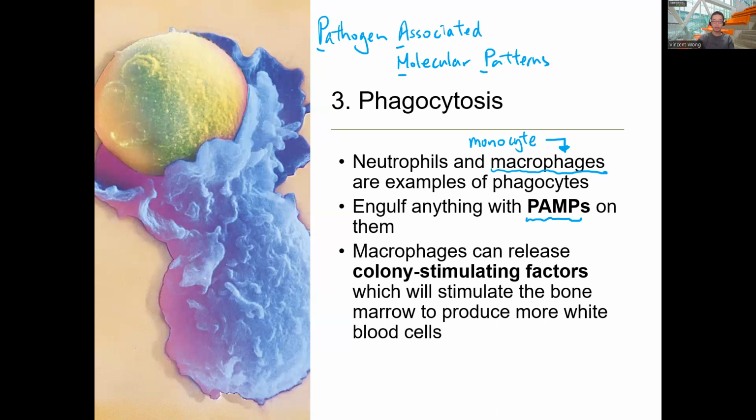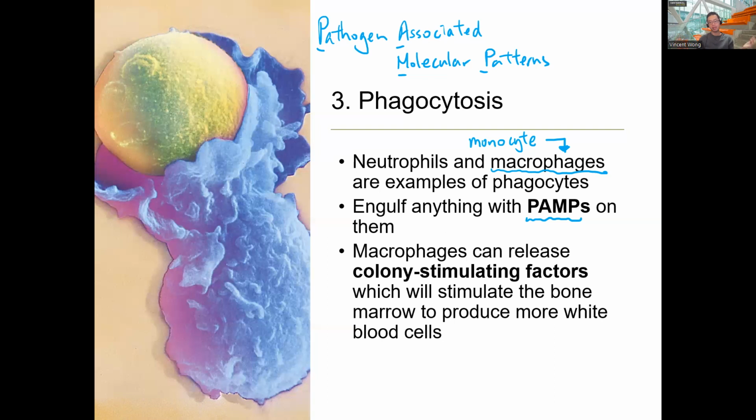And as a way to demonstrate this relationship, researchers have coated these plastic beads with PAMP molecules, and then the macrophage would just go and eat them, even though they're not bacteria. Right? So basically, anything that has PAMPs on it is going to get eaten by a phagocyte. Okay, it can be eaten by neutrophils, it can be eaten by macrophage.